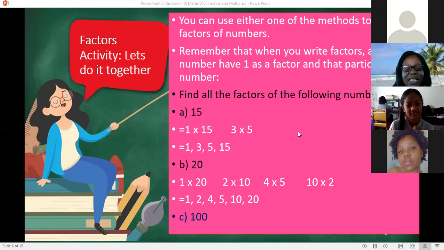Yes, 5 times 20. Okay, let's just go back. So you have said 1 times 100. I hope you're writing it. Yes, ma'am. 1 times 100. And then you said 2 times 50. Then you said 4 times 25. Then you said 5 times 20.